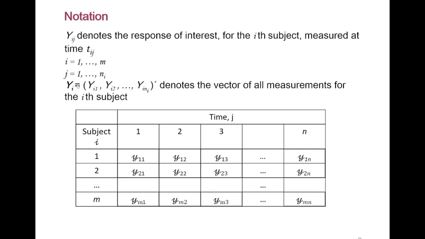And then for each subject i, the data is a vector. This vector contains all the measurements for subject i. So for example, for subject i, the first time, second time, third time, we use Y sub i1, Y sub i2 to denote the serial repeated measurements over time. Now in this case I show you the balanced case, but this is not necessary.